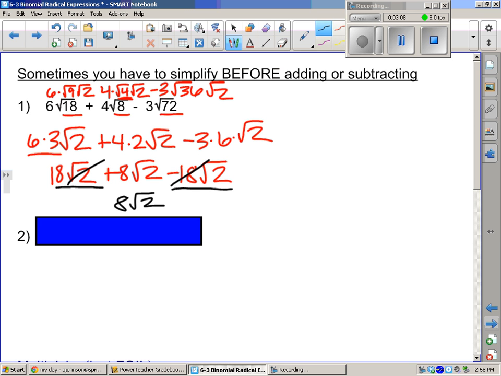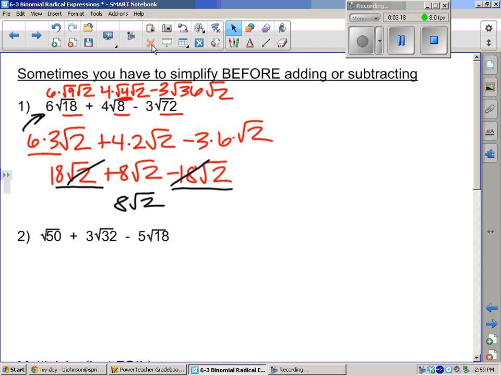All that for that little amount. That's right, but we wouldn't know. At first glance, if you just looked at your problem, I'd say, ooh, not like radicals, and wouldn't be able to do it. So, all right, let's do another one. Same sort of thing.